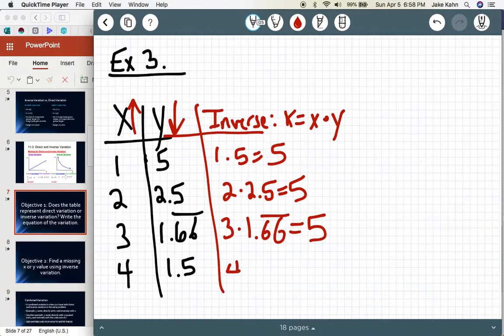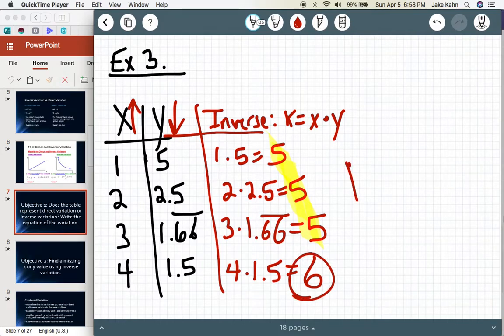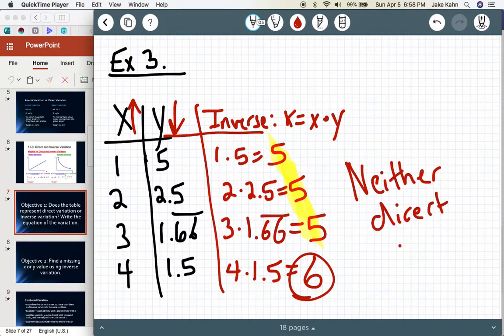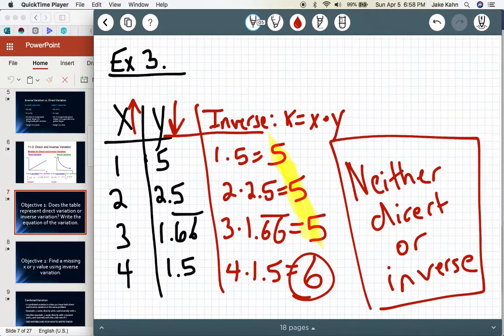Lastly, 4 times 1.5. This is equal to, unfortunately, not 5. It's equal to 6. So we looked promising up here. However, this 6 means that we have neither a direct nor an inverse variation, because the k value was not constant in every row. So this is our final answer here. This table represents neither direct nor inverse variation.